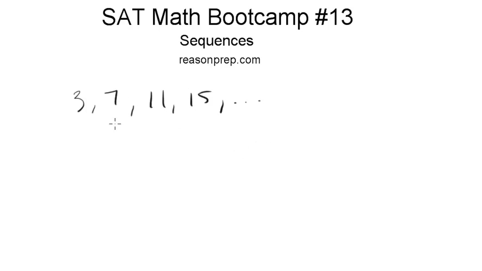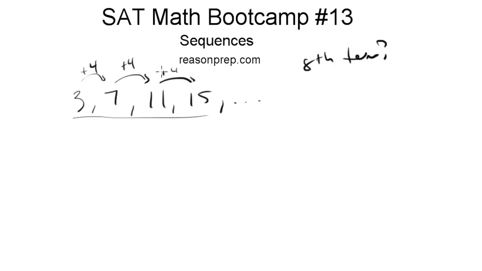Now, in some problems, they're going to give you the list, and then they're going to ask, what is the 8th term? In this case, you have to look at the list, and the key with these sequence problems is find the rule. What is the rule that moves you from one number to the next? In this one, it's just plus 4, right? 3 plus 4 gives you 7. 7 plus 4 gives you 11. 11 plus 4 gives you 15.